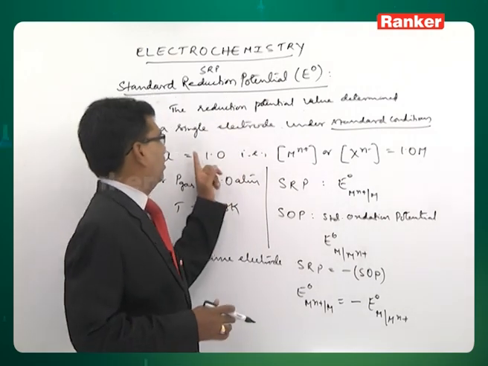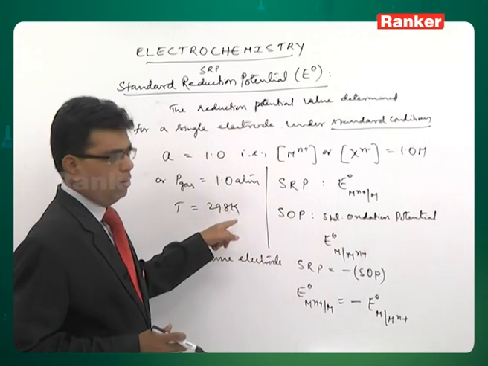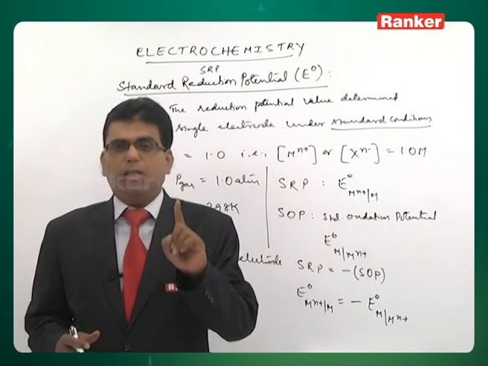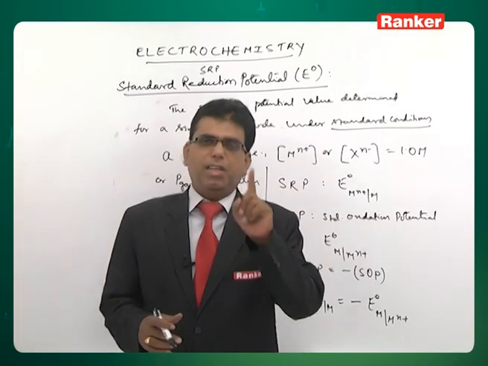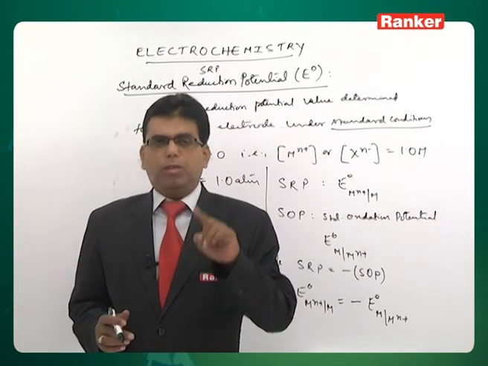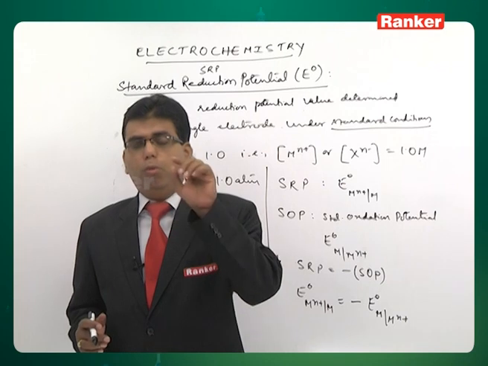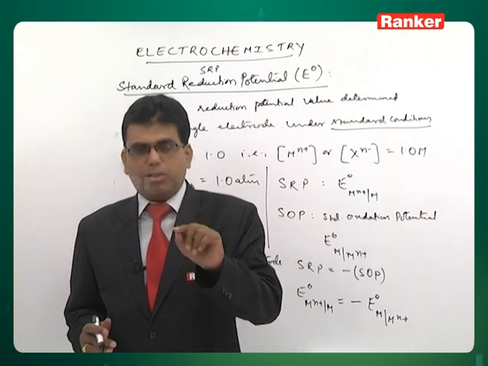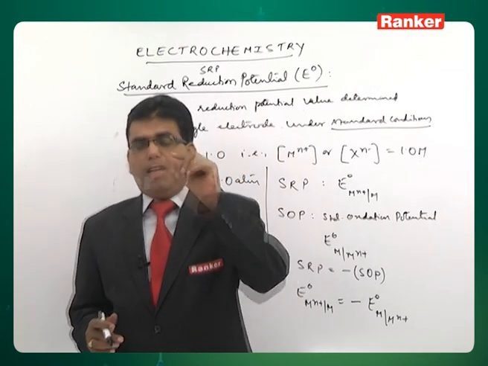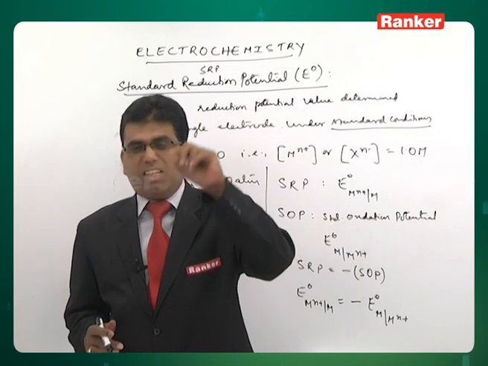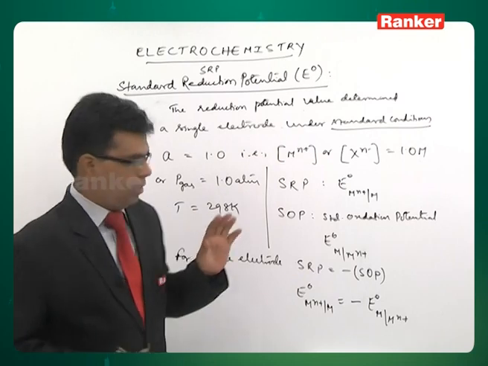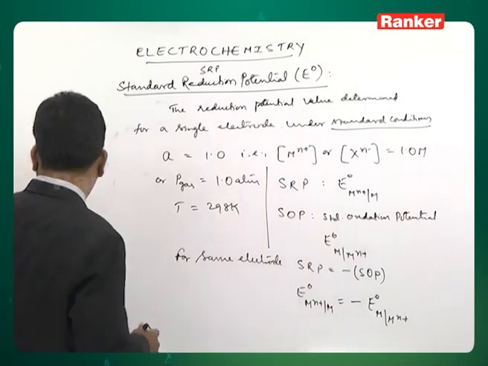Then how are we able to write the standard reduction potential for a single electrode? For this purpose, we take one reference electrode. What is the reference electrode? The reference electrode is the one whose standard EMF, that is standard reduction potential, is exactly known. An electrode whose EMF is exactly known is taken as a reference, and the other one is measured. How do we do that? That we will see now.